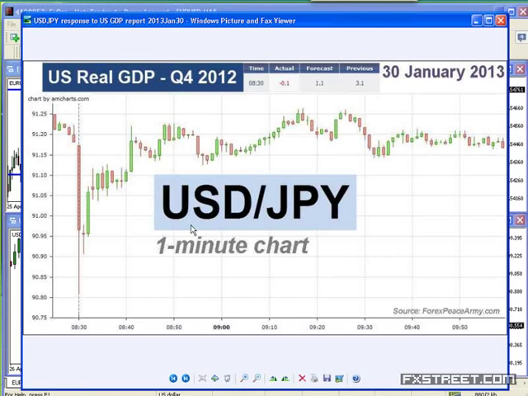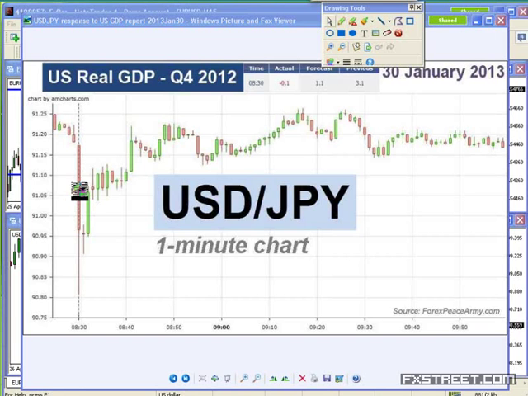So you see a dollar-yen 1-minute chart. You can see on the left-hand side of the chart the response to the news. Right there, yen drop, some yen strength. Not surprising, given that the first reading for fourth quarter GDP for last year was actually a drop. There was an estimated contraction.